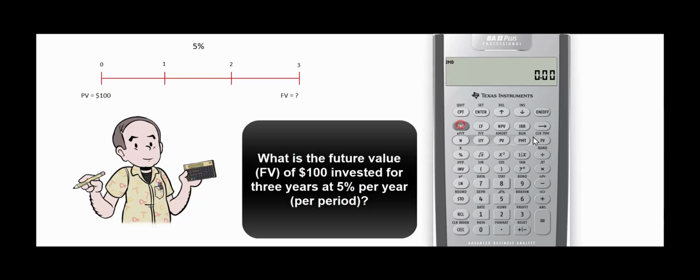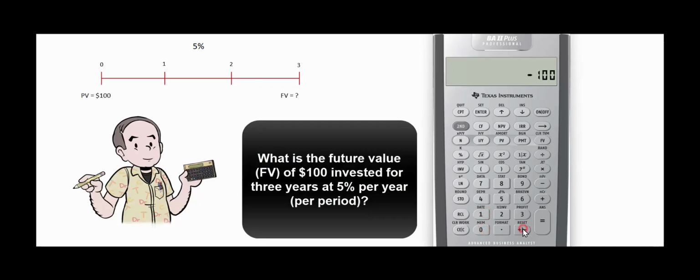We'll hit second, clear time value menu. And you can put these in any order in the calculator in the third row here, but let's try to remember to go left to right. What's the N? That's the number of periods. There's 3 N. What's the interest per period? It's 5. And in the calculator, we don't have to put in 0.05. We put in 5. What's the present value?